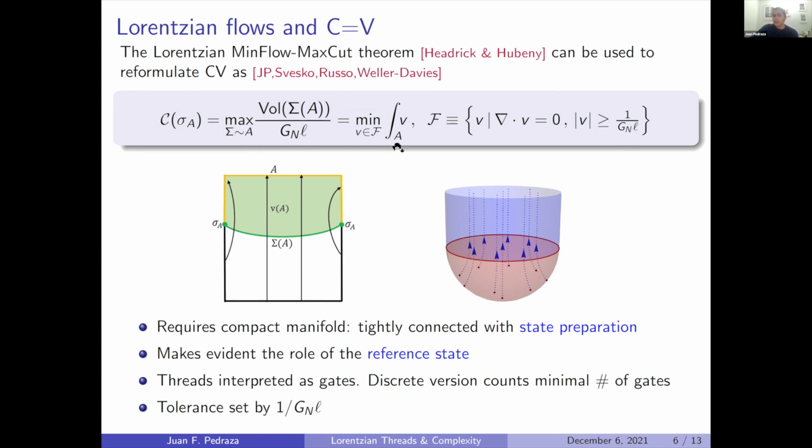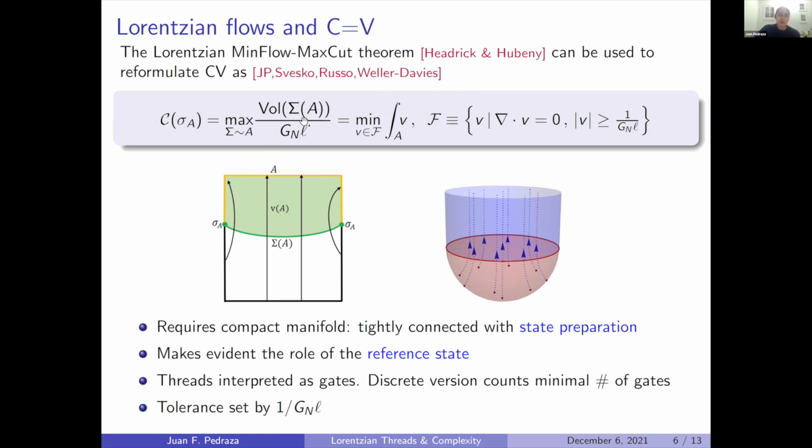And one can use that theorem to reformulate this conjecture in terms of flows, as is given in this equation. I should point out here that this reformulation was already proposed in their paper by Headrick and Hubeny, but our job was to push it forward and to explore the properties and see what is the interpretation and so on.